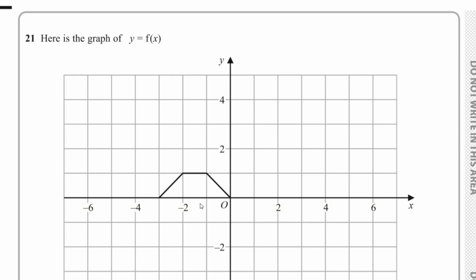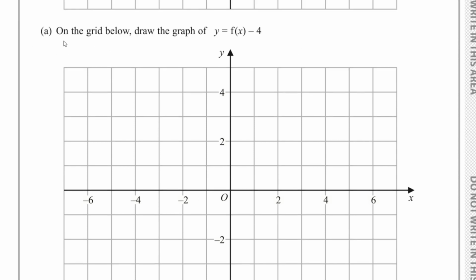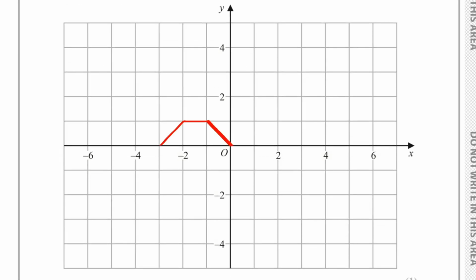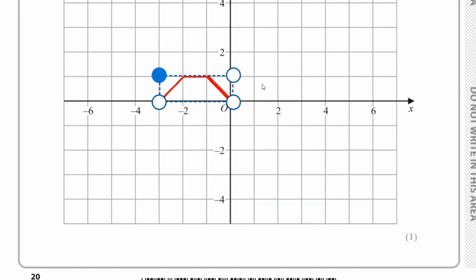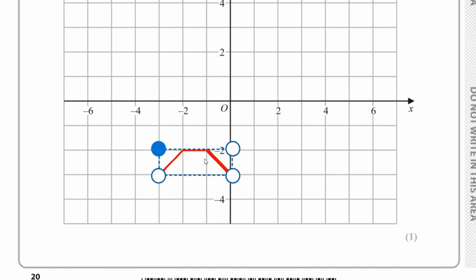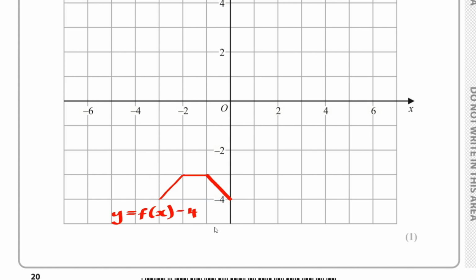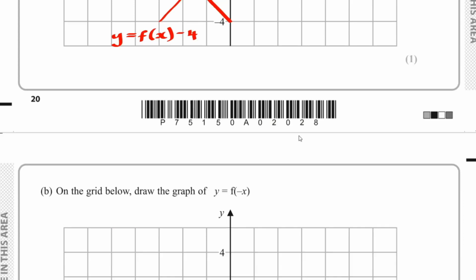Question 21, here is a graph of y equals f of x. Part A, on the grid below, we have to draw the graph of y equals f of x subtract 4. Now here is the graph of y equals f of x. I need to move this graph 4 units down. So I've got 1, 2, 3, 4 units down. So here is the graph of y equals f of x subtract 4.